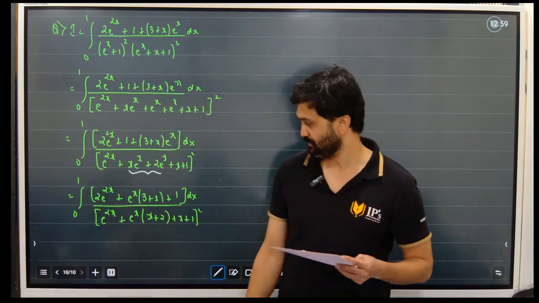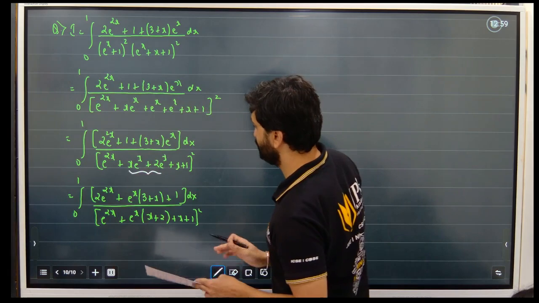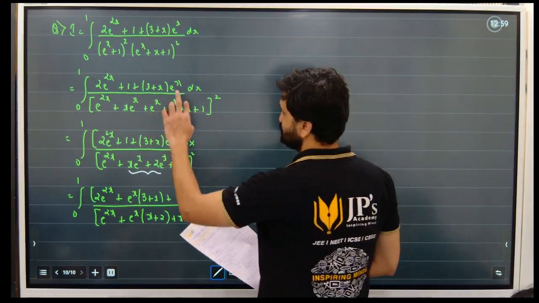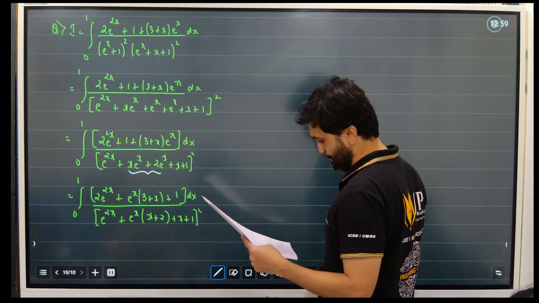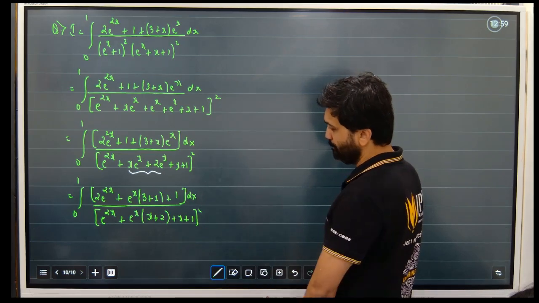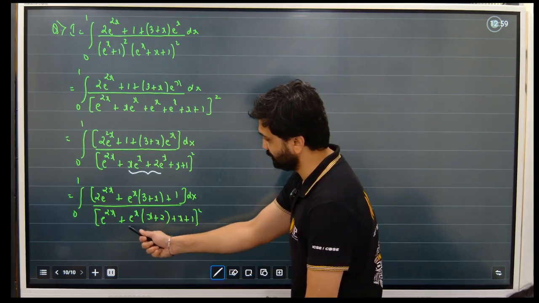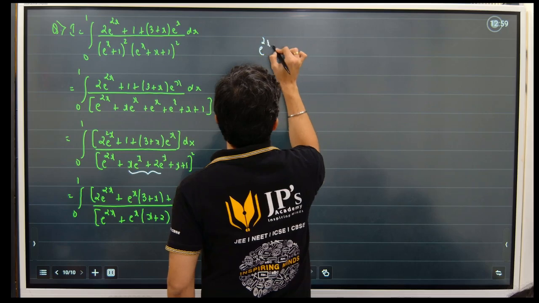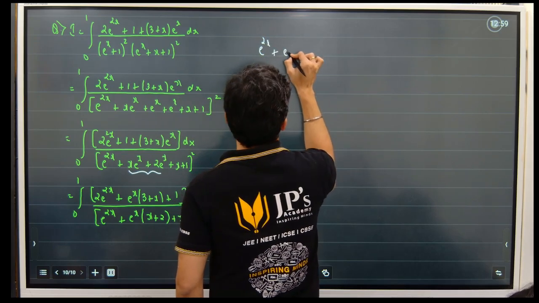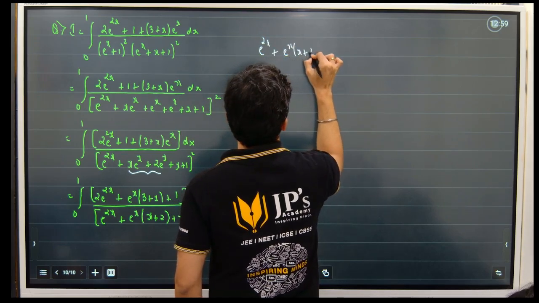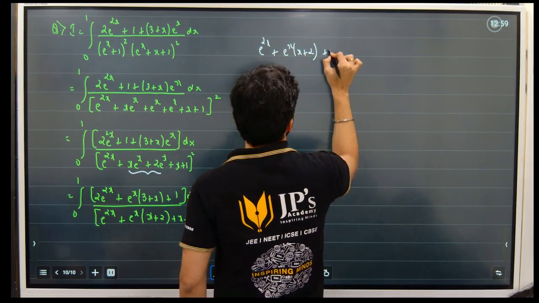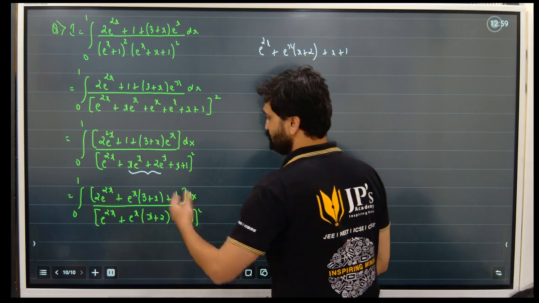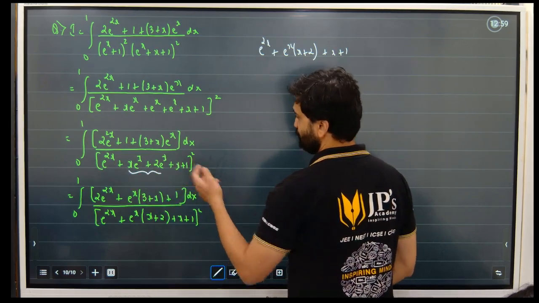e raised to x into x plus 2 e raised to x. e raised to x plus e raised to x becomes 2 e raised to x. Now we have taken x plus 2, now let's check by taking the derivative of the whole thing. So if I take e raised to 2x plus e raised to x into x plus 2 plus x plus 1. If you want to check directly here also you can do it, that's not a problem.